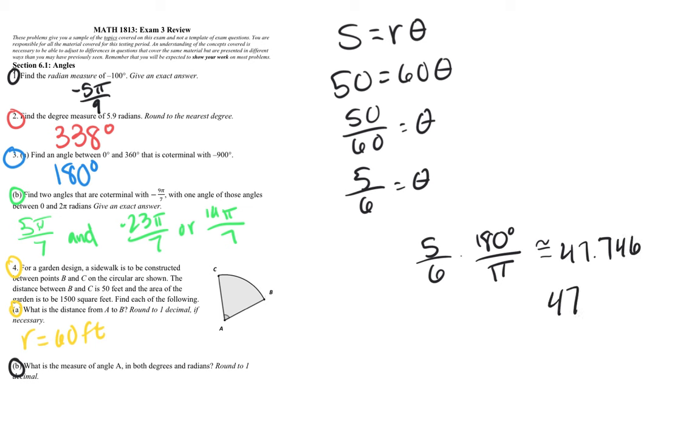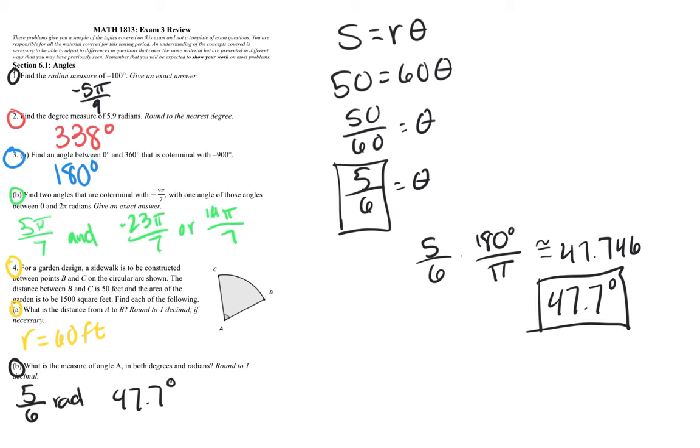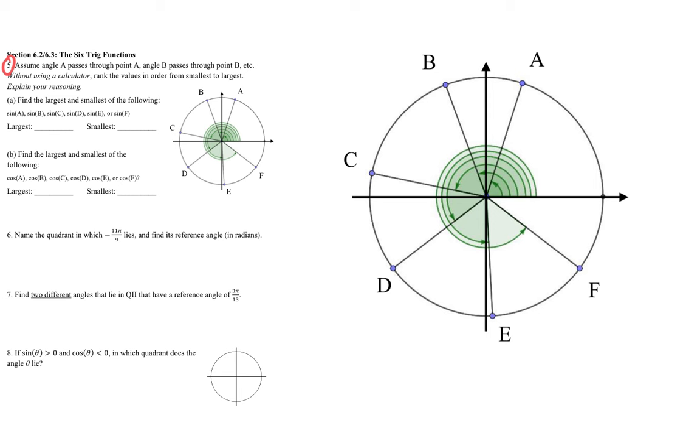Rounding, we get 47.7 degrees. So this is our angle in radians, and this is our angle in degrees. So it's asking us to find the largest value of sine of each of these angles. Remember that sine of each of these angles is going to be the y-coordinate for each of these points corresponding to each angle. To check which one is the largest, we want to drop a horizontal line to the y-axis, and we want to see where each of these hit.